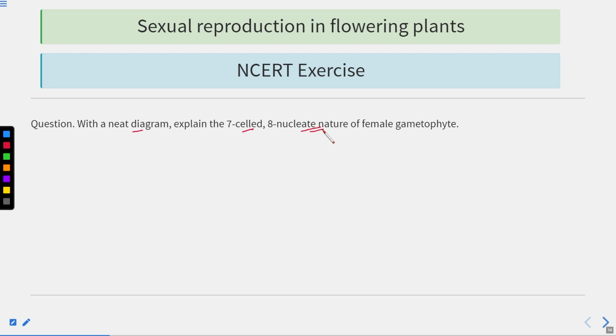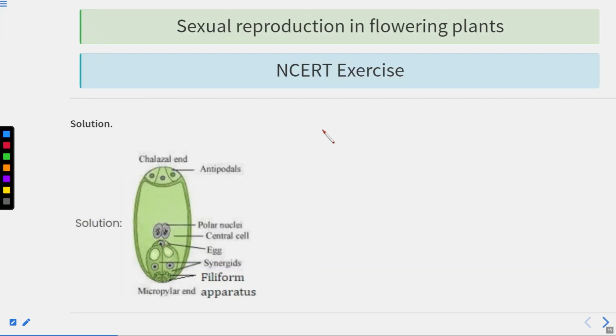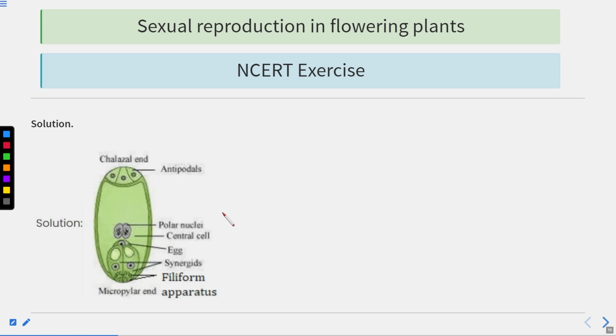Now, next question. With a neat diagram, explain the 7-celled and the 8-nucleate nature of the female gametophyte. So they are asking how you can explain the 7-celled and 8-nucleate embryo sac which is formed in the angiosperms. So here is the solution. This is the embryo sac of the angiosperms. Here is the micropylar end. Here is the chalazal end. At the chalazal end, 3 antipodals are present.